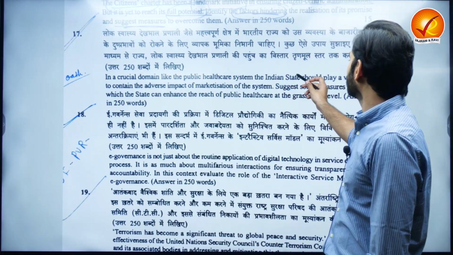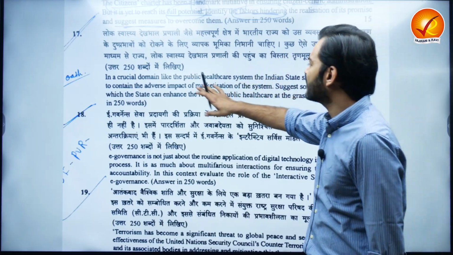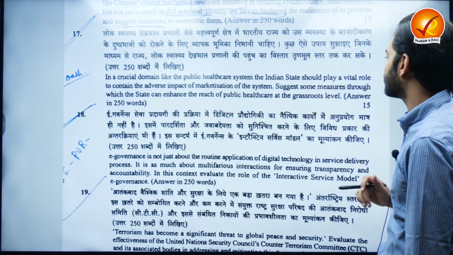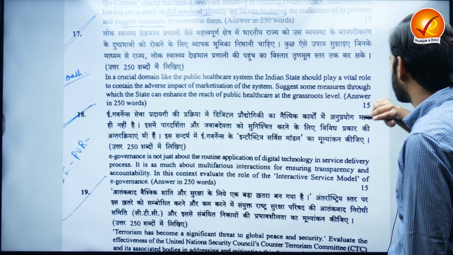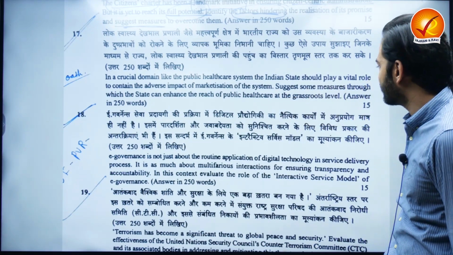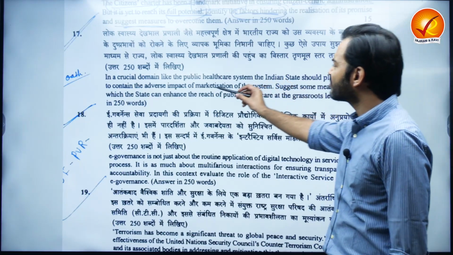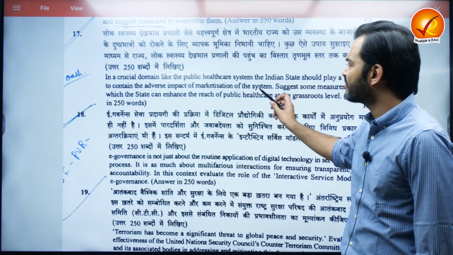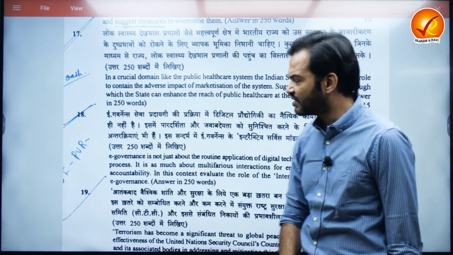So what should the state do to contain the adverse impact of privatization, of marketization in healthcare? And then you have to suggest some measures through which the state can reach public healthcare. So in the introduction, you can write what is marketization of healthcare and what are its adverse impacts.